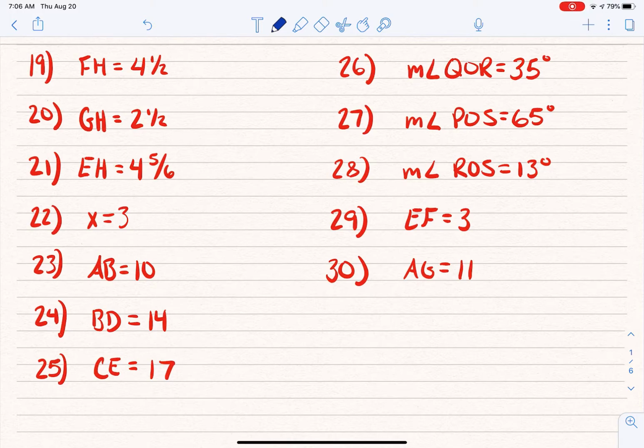Then we get on to the angles. Number 26, the measure of angle QOR is 35 degrees. 27, the measure of angle POS is 65 degrees. 28, the measure of angle ROS is 13 degrees. 29, the length of EF is 3. And 30, the length of AG is 11.